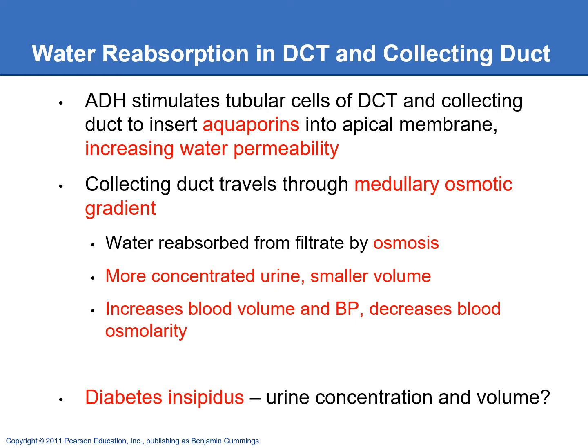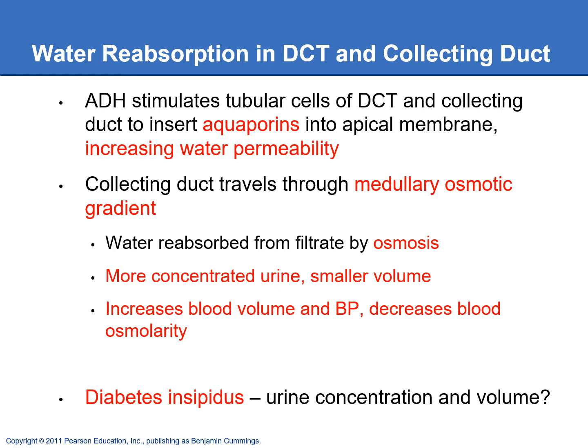Remember that medullary osmotic gradient was really important. That was produced by the loop of Henle of the juxtamedullary nephrons. And so as water goes down and the osmolarity is increasing down through the renal medulla, water is going to be reabsorbed out of the filtrate and put back into the blood by osmosis. And so this will have you urinate a smaller volume of urine, and it'll be much more concentrated. It'll be much darker yellow in color.